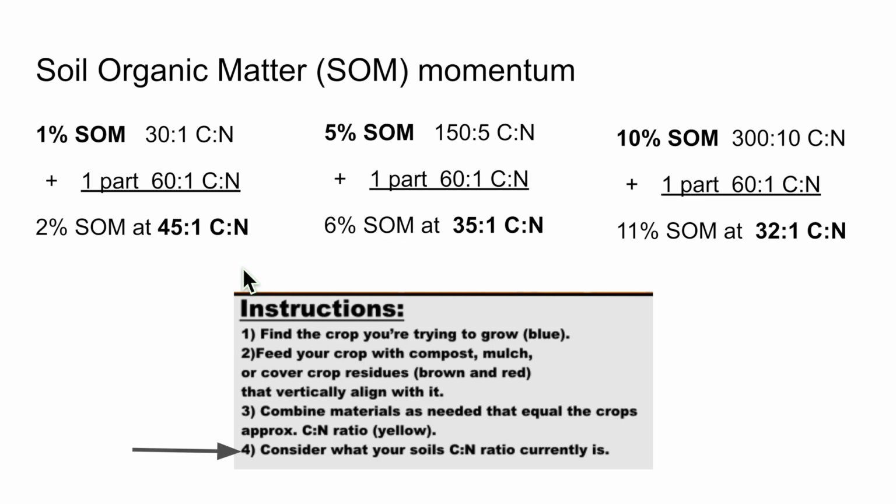If I add 1 part leaf mulch with a carbon to nitrogen ratio of 60-to-1 to each of the 3 soils, look at how the carbon to nitrogen ratio of the 3 soils is shifted. The 1% soil organic matter now has a 45-to-1 carbon to nitrogen ratio. The intermediate soil has a 35-to-1 ratio, and the 10% soil organic matter soil has a 32-to-1 carbon to nitrogen ratio. The richer soils have a certain momentum that takes more energy to change.